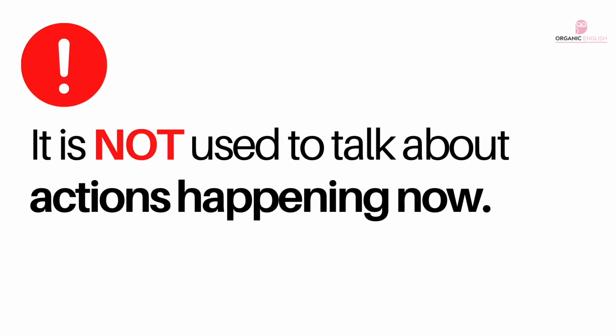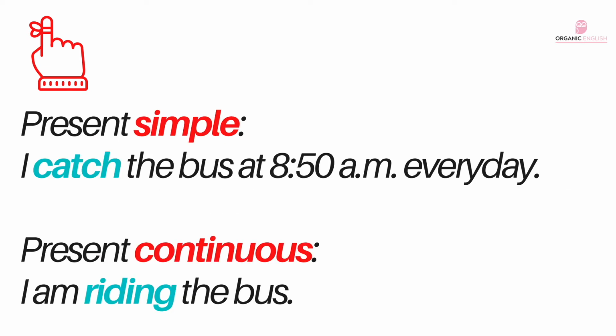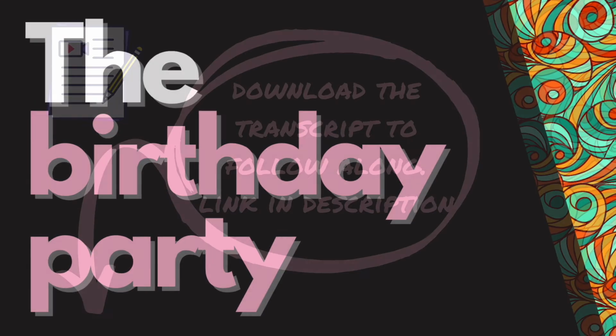Now, we have to be careful. The present simple is not used to talk about actions that are happening right now. Okay? For that, we use the present continuous tense. For example, I catch the bus at 8:50 a.m. every day. This is in the present simple. An example of a similar sentence in the present continuous, I am riding the bus, an action that is happening right now. So let's listen to that conversation now.